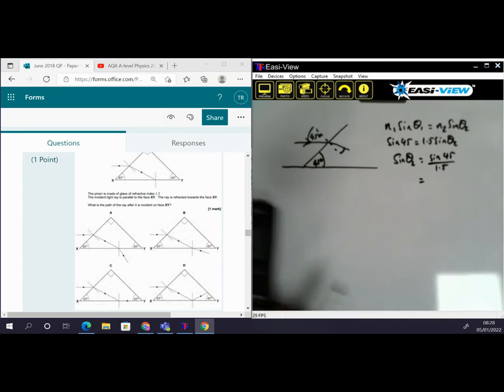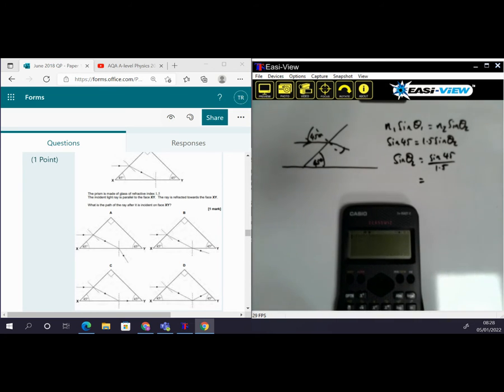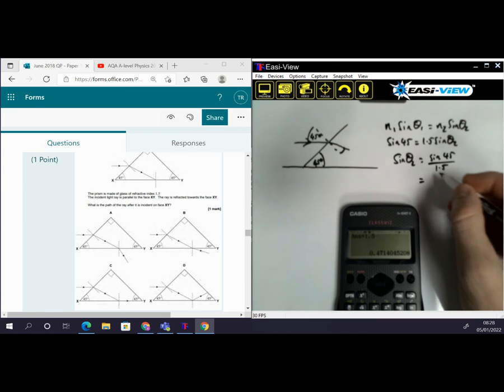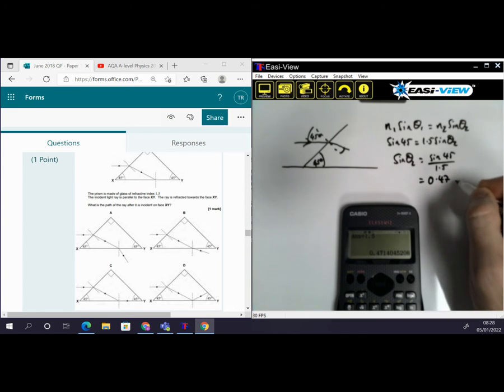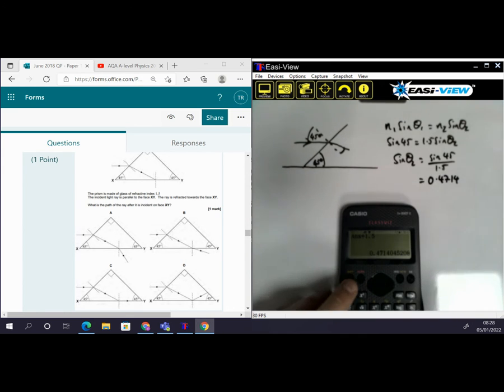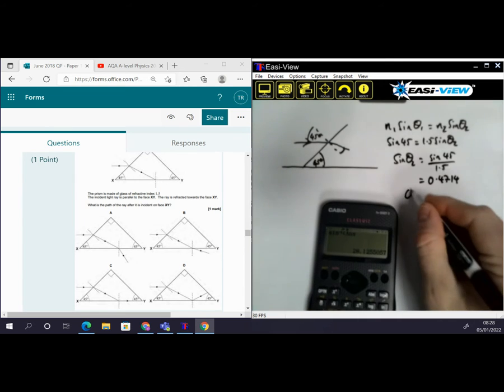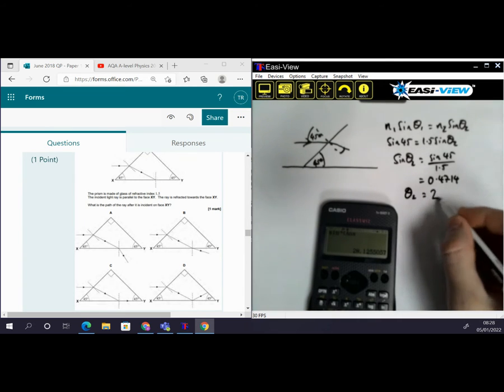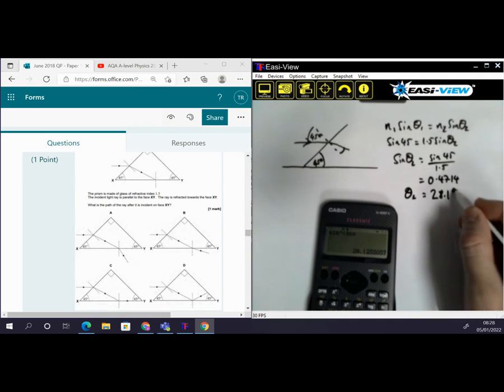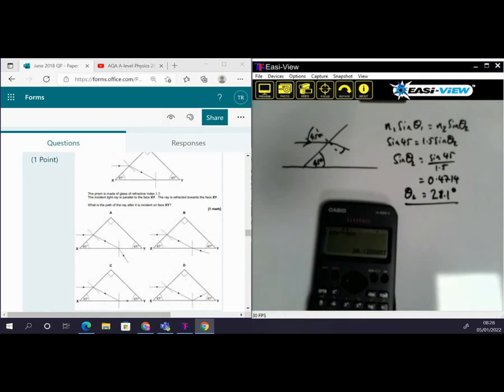So we can calculate that. So sine of 45 divided by 1.5, so root 2 over 3. So we get 0.47, and that's not an angle yet. And then we do sine to the minus 1 to get the angle theta 2. And we get that theta 2 is 28.1 degrees. So we've got that refracted angle is 28.1 degrees.